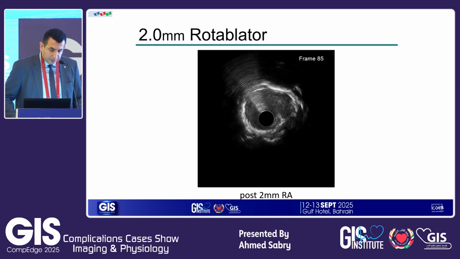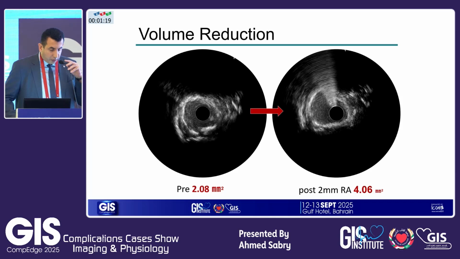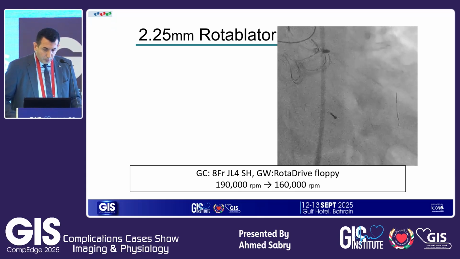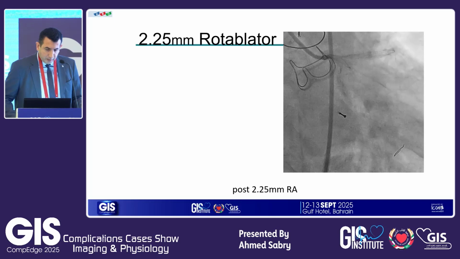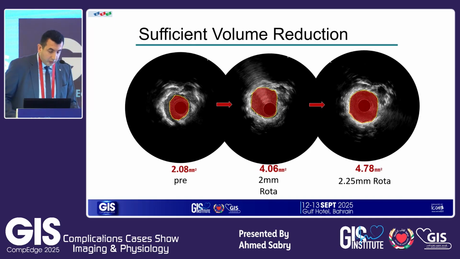This is the IVUS. Before, we had a 2 millimeter minimal luminal area. Now we get a 4 millimeter minimal luminal area. Then in the second stage, we do Rota 2.25. Now we could achieve 4.78.